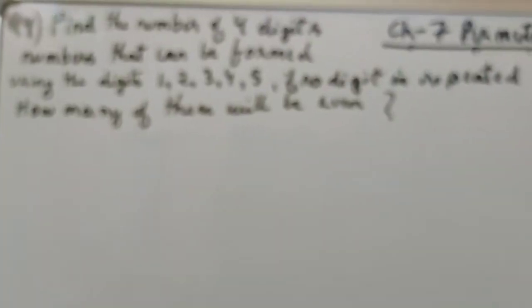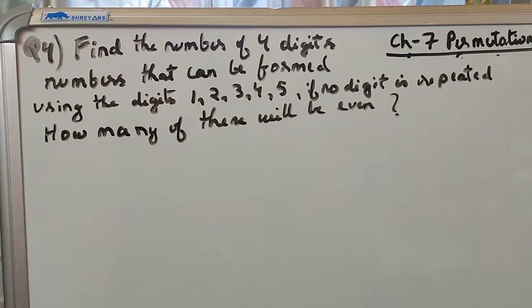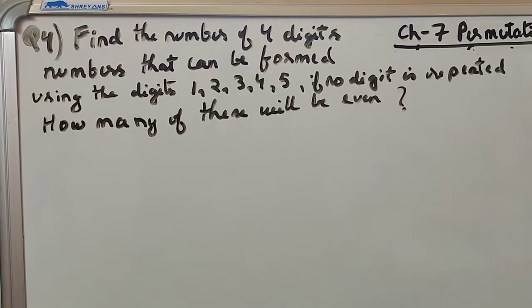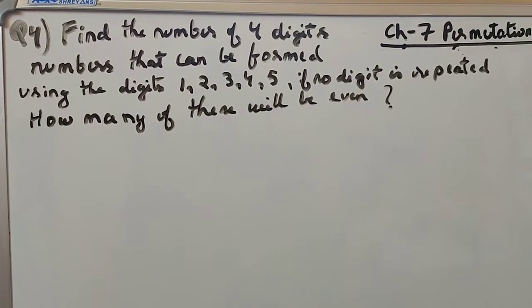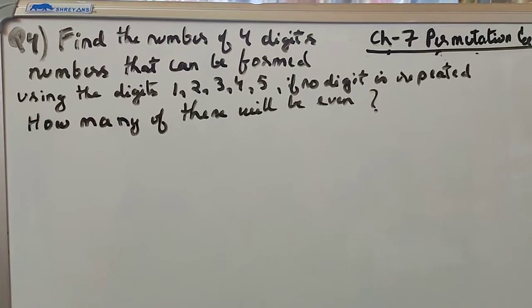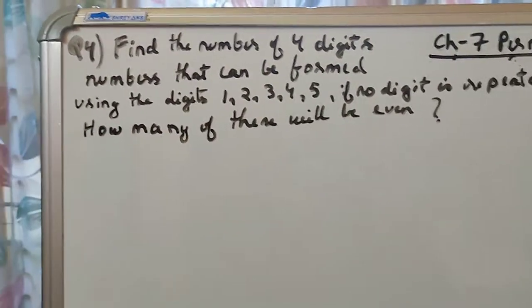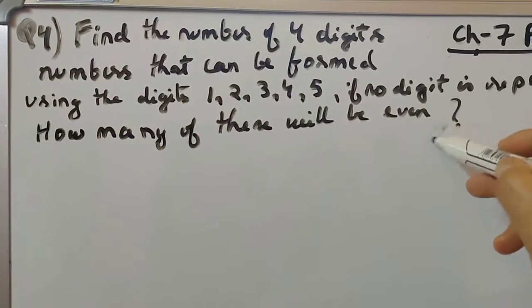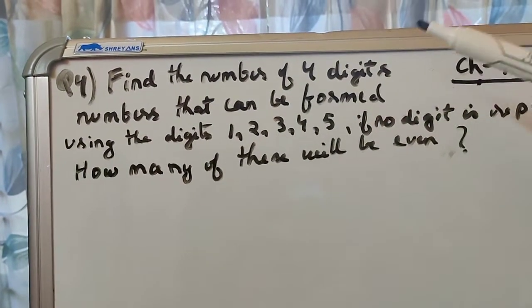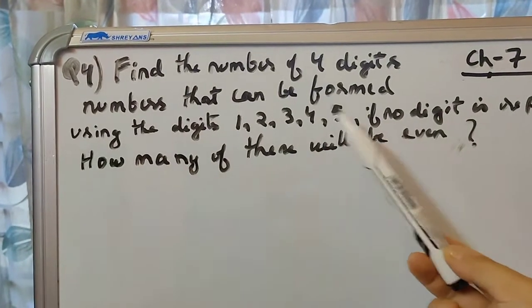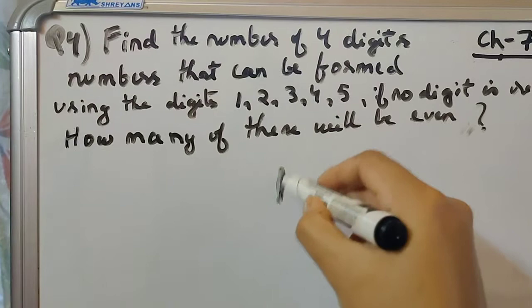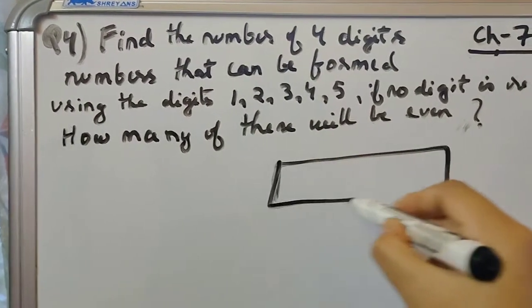Now next is question number 4. Find the number of 4-digit numbers that can be formed using the digits 1, 2, 3, 4, 5 if no digit is repeated. How many of these will be even? So for now, this is the second part of the question. The first part, what we have to find is the number of 4-digit numbers that can be formed using these digits when no digit is repeated. So again, make 4 boxes for better understanding.